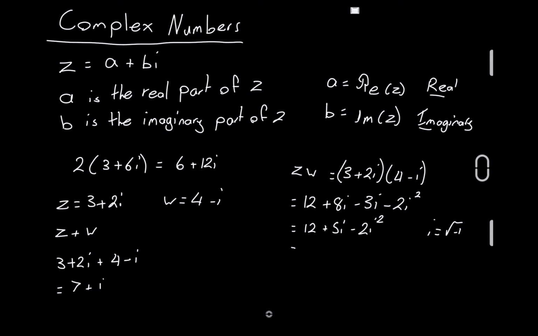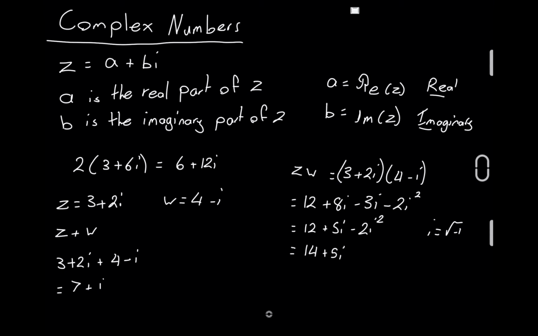So that would mean that we're going to have 12 plus 5i plus 2. The reason it's plus 2 is because minus 2 times minus 1 will give us plus 2. So our final answer would be 14 plus 5i. Hopefully you got the same thing that I did. We'll do one more example of this, and then we will move on to the next little bit.